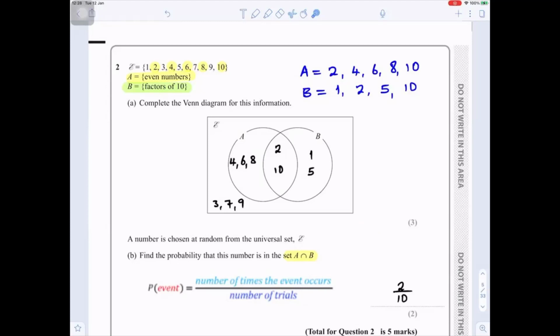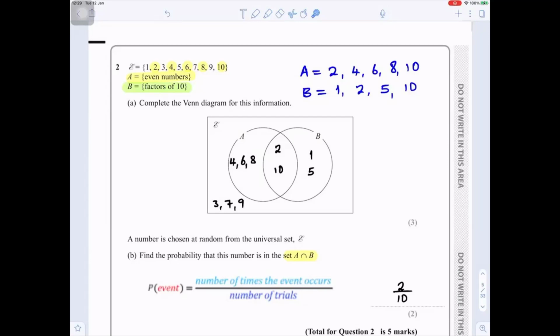How do we work out probability? The general formula for the probability of an event is the number of times the event occurs over the number of trials. Very important to remember that, because you use it time and time again in all probability questions.